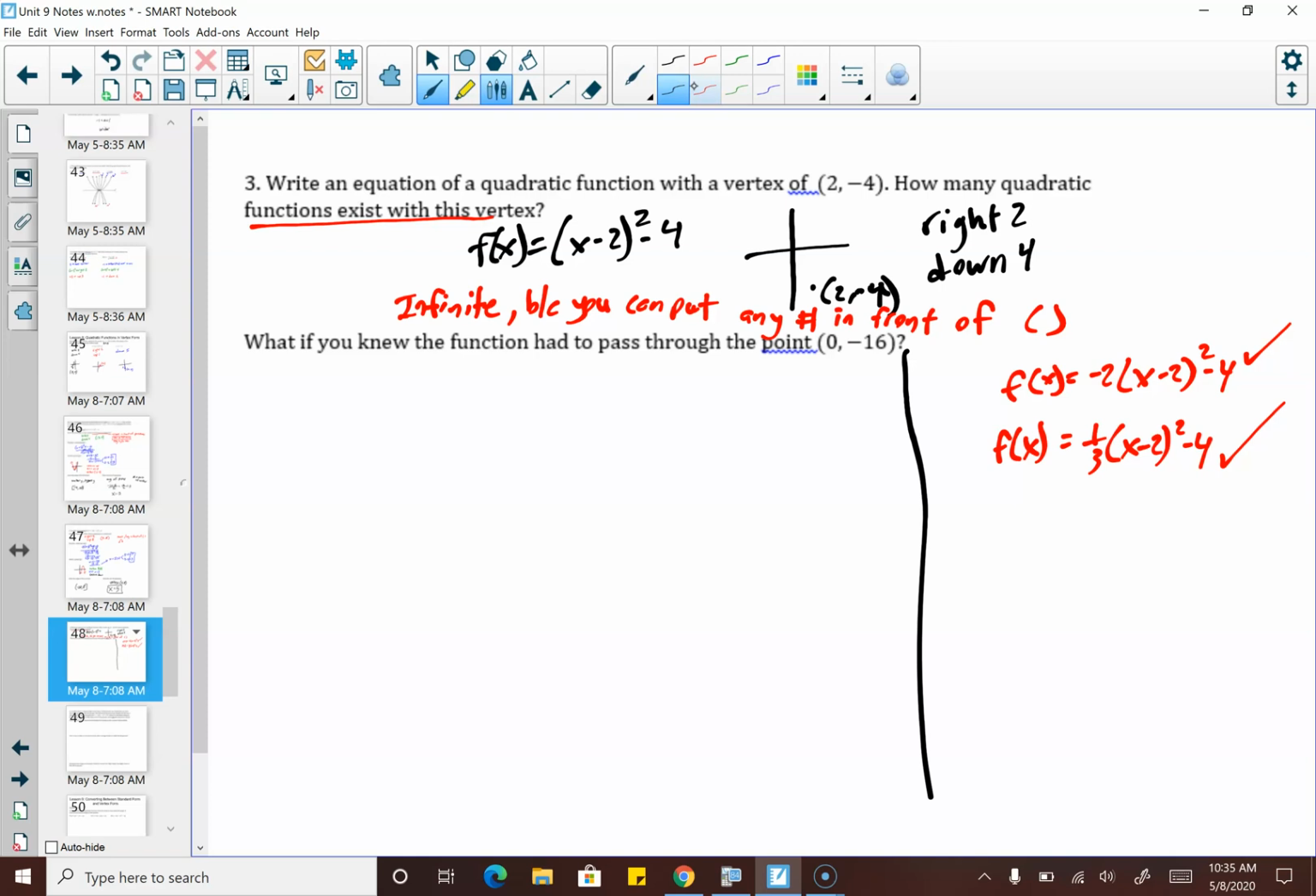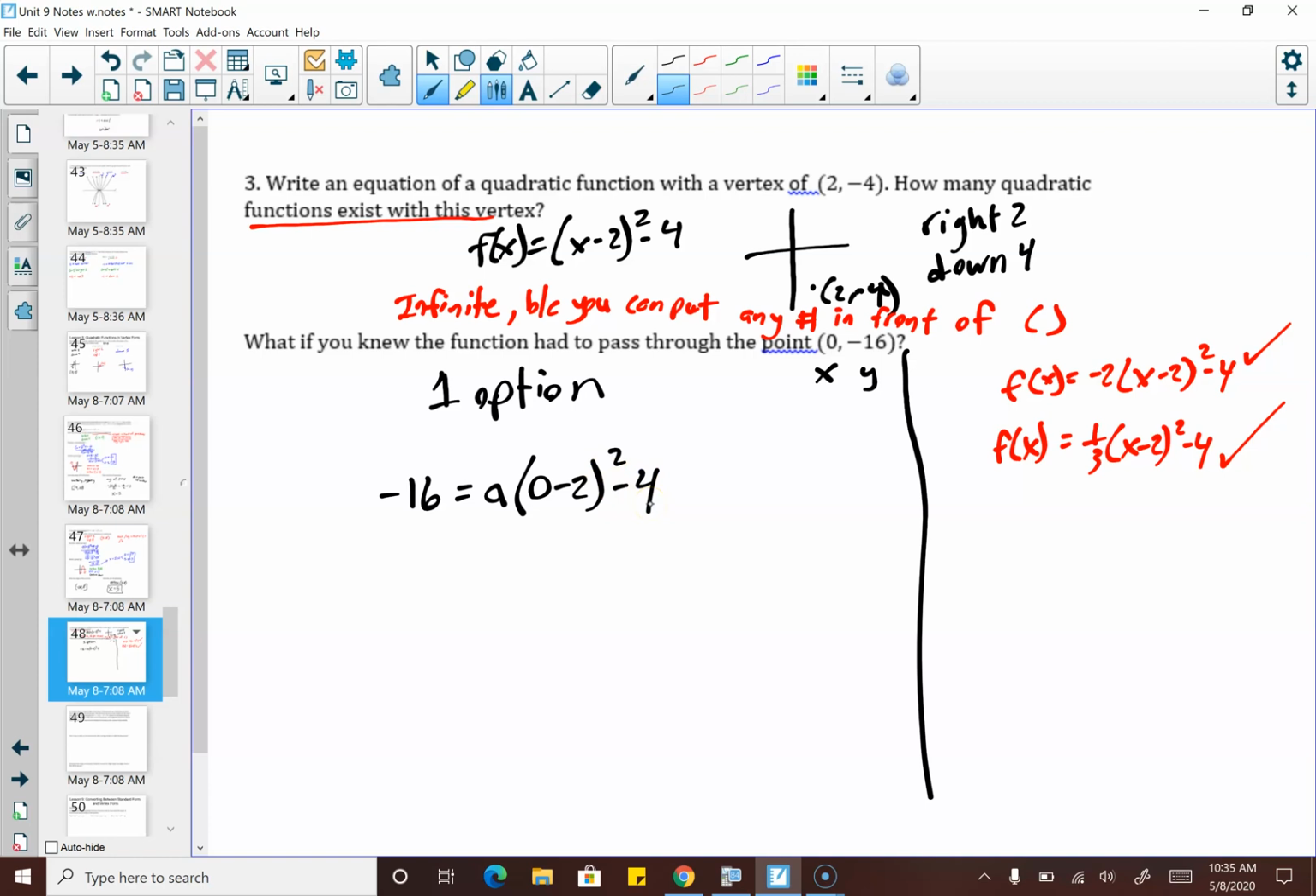Well, once you know a second point that it goes through, then you only have one option. Okay. Now, here's how you figure out what that option is. You have a 0, or 0 is x, and negative 16 is y. So negative 16 equals, now we're trying to figure out what that number is out in front. We'll call it a, okay, because that's the letter that's typically used out in front. What's going in for x? 0, so 0 minus 2 squared minus 4.